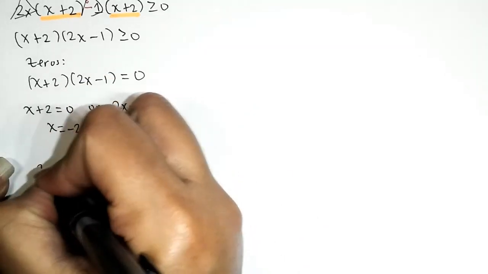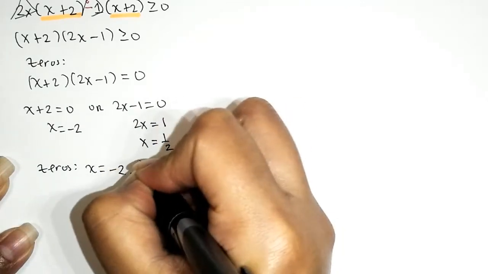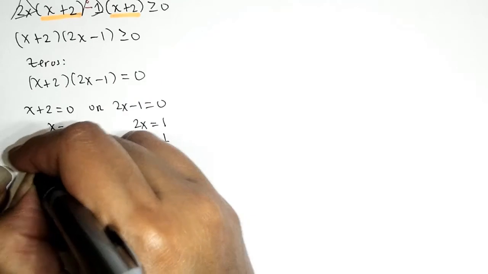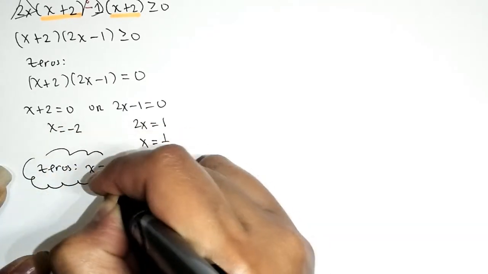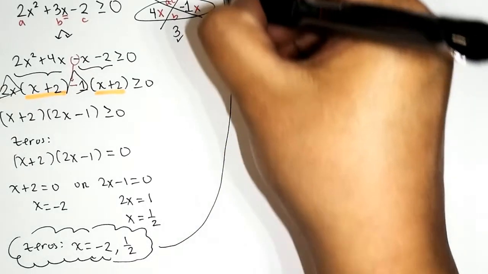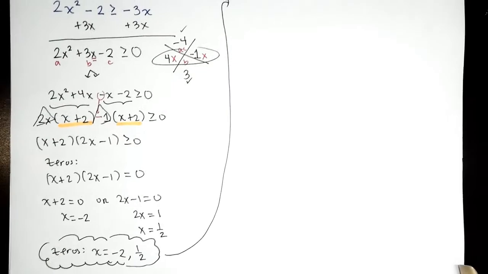Alright, so let's go ahead and identify those zeros. The zeros are going to be -2 and +1/2. This is an important piece of the puzzle because we need these zeros to split the number line into test intervals. I'm at a crossroads of where to continue writing. I'm going to go ahead and start a new column. So let's use these zeros to split the number line into test intervals.